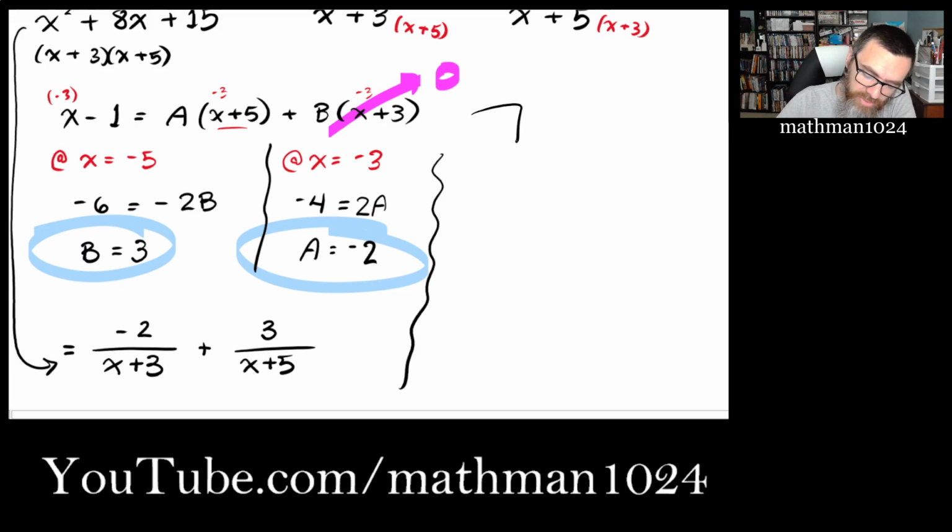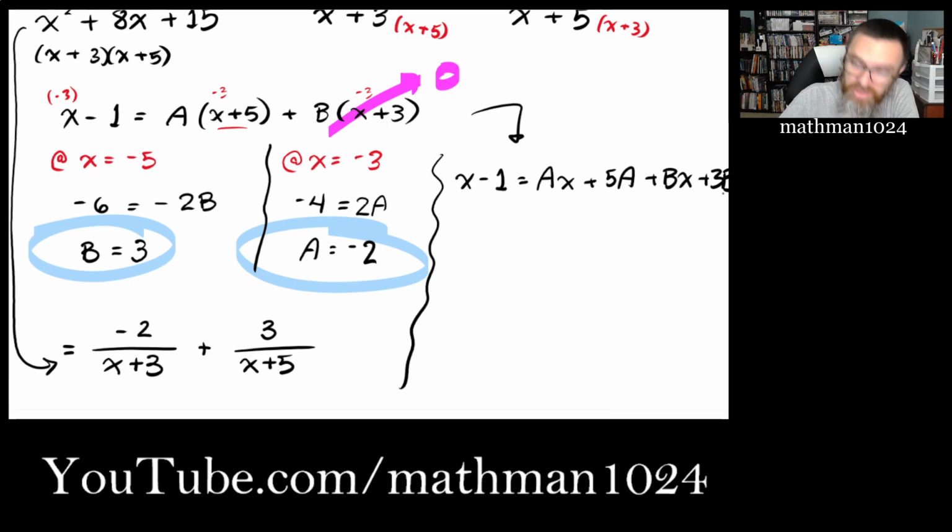Let me take this equation and rewrite this. So that's x minus 1. On the right side, let's go ahead and distribute. So we end up with a times x plus 5 times a plus b times x plus 3b. From here, we can form a system of equations. Let me highlight all of the x terms right here.